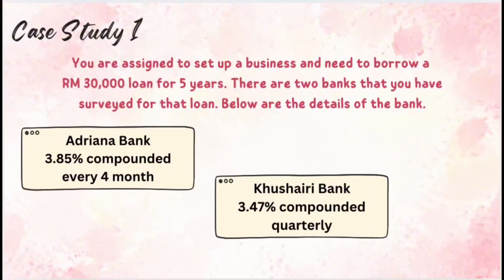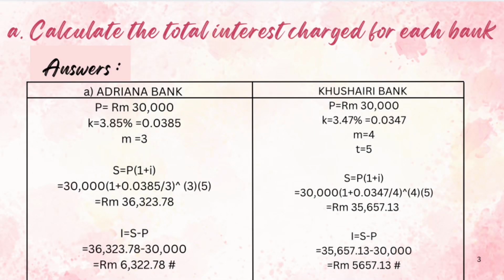So we move to the next slide, which is case study 1. The question is, you are assigned to set up a business and need to borrow a 30,000 ringgit loan for 5 years. There are two banks that you have surveyed for that loan. Below are the details of the banks: Adriana Bank has 3.85% compounded every 4 months, while Koshari Bank is 3.47% compounded quarterly.